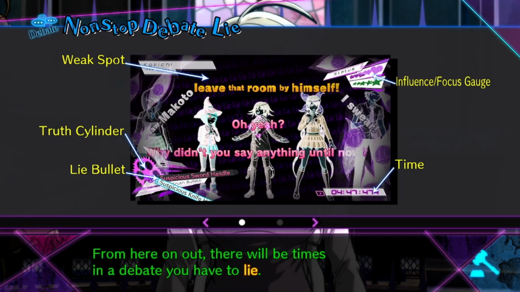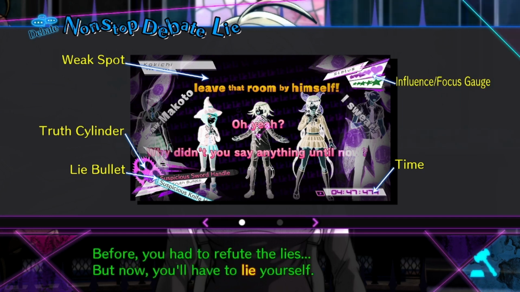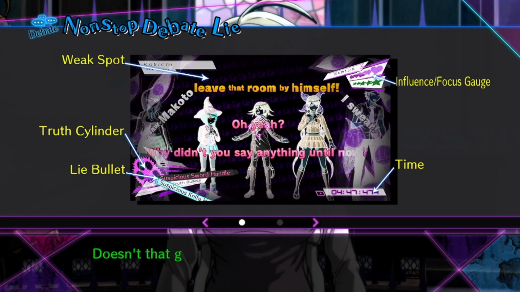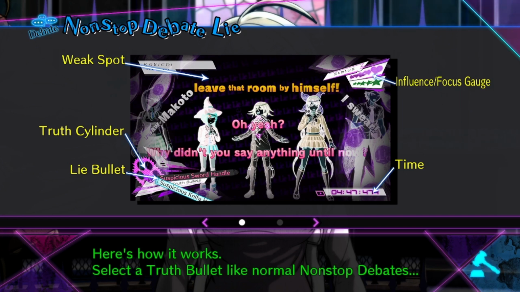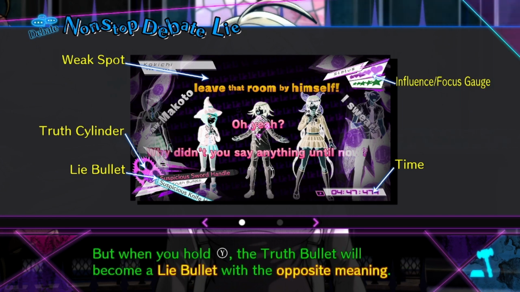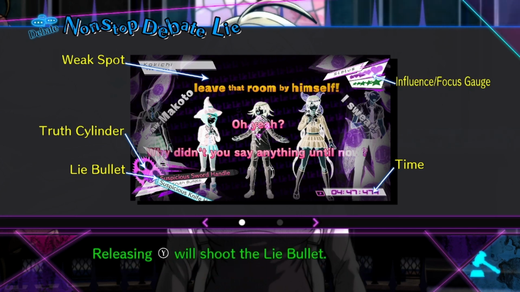From here on out, there will be times in a debate where you have to lie. Well, this is a new thing, I like this. Okay. Before you had to refute the lies, right now you have to lie yourself. Doesn't that get your heart pumping? Here's how it works. Select a truth bullet like in normal non-stop debates. But when you hold the Y, the truth bullets will become a lie bullet with the opposite meaning. Releasing Y will shoot it.